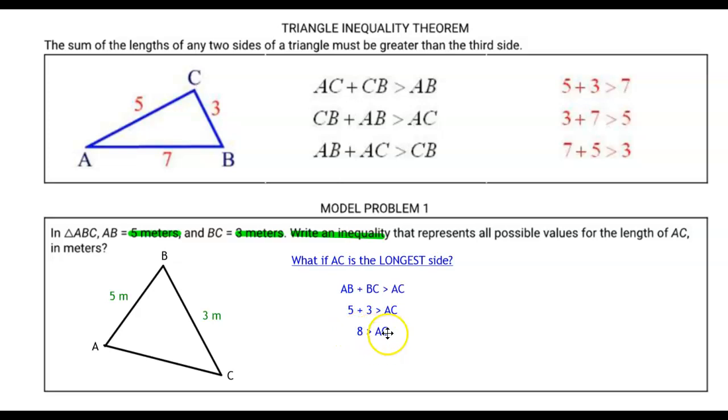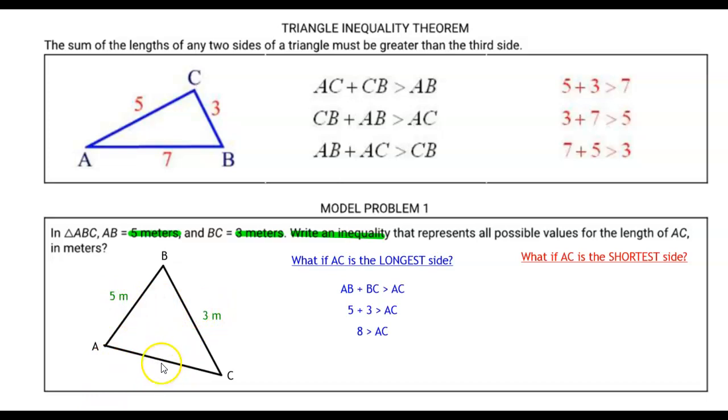So I still don't know what AC is, but I do know it has to be smaller than 8. Now I'm going to make the opposite assumption. What if AC is the shortest side? Well, if AC is the shortest side, then I would assume that both of these sides are longer than it.